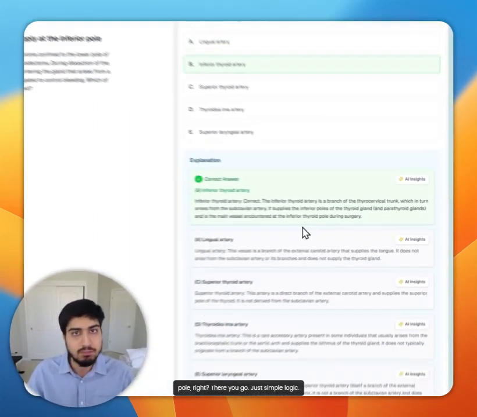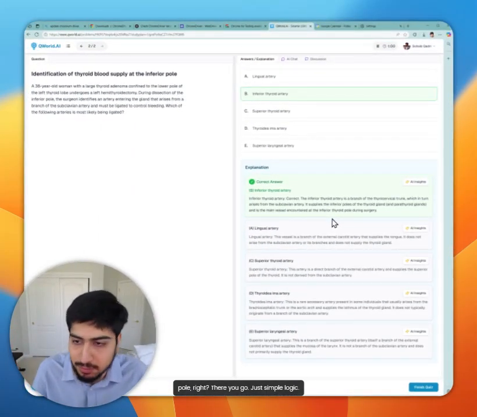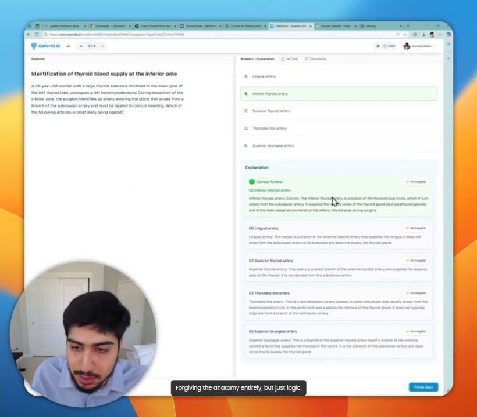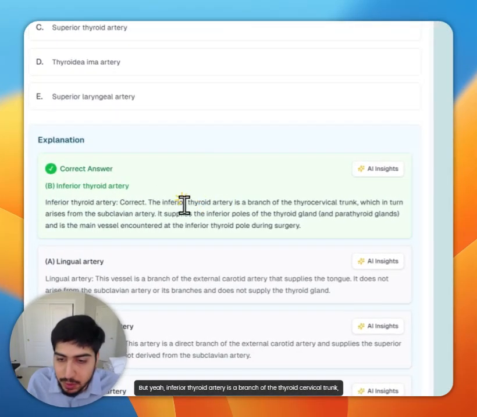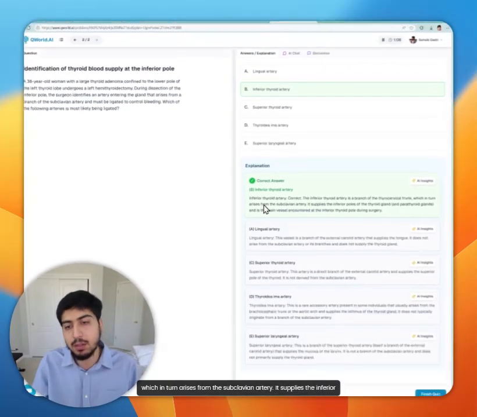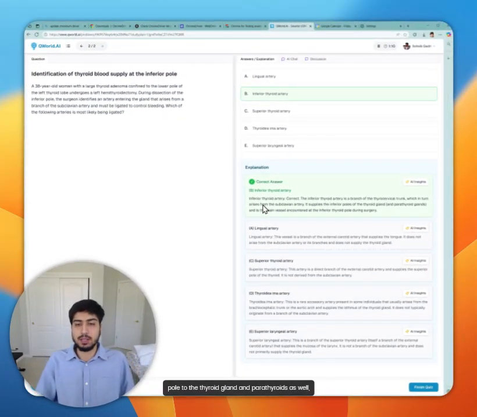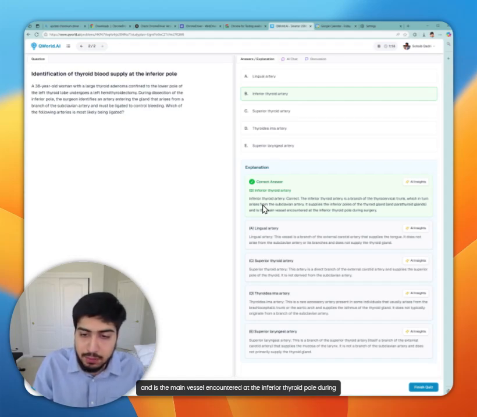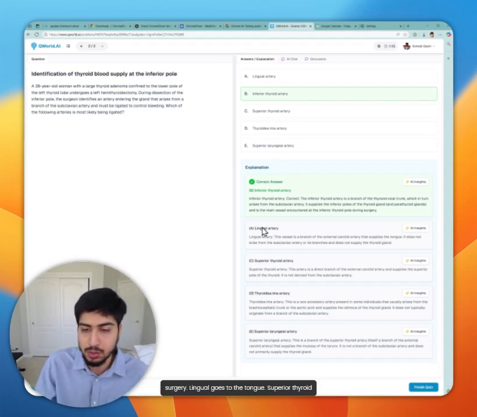There you go. Just simple logic. Forgetting the anatomy entirely, but just logic. But yeah, inferior thyroid artery is a branch of the thyrocervical trunk, which in turn arises from the subclavian artery. It supplies the inferior pole of the thyroid gland and parathyroids as well, and is the main vessel encountered at the inferior thyroid pole during surgery.